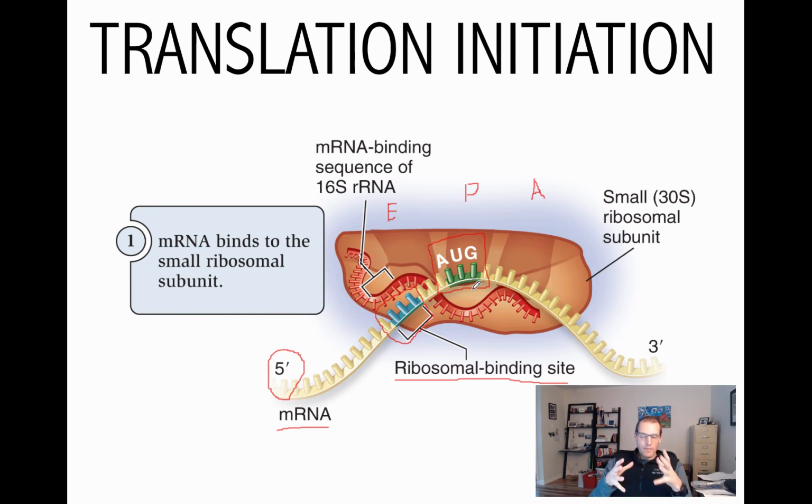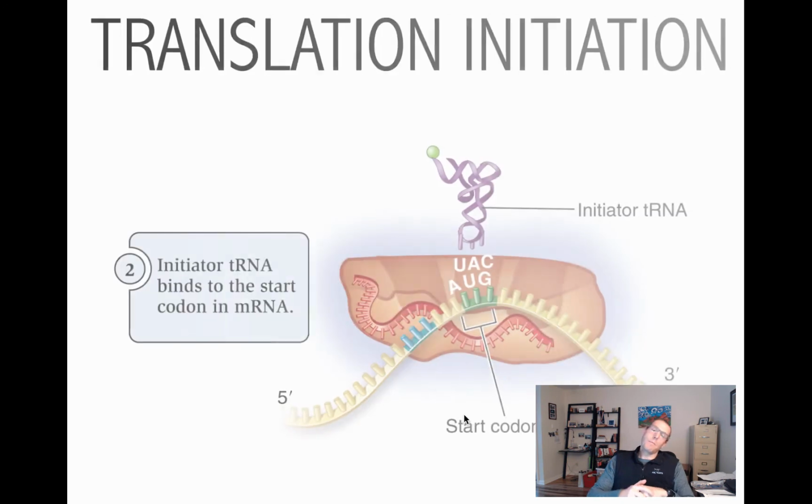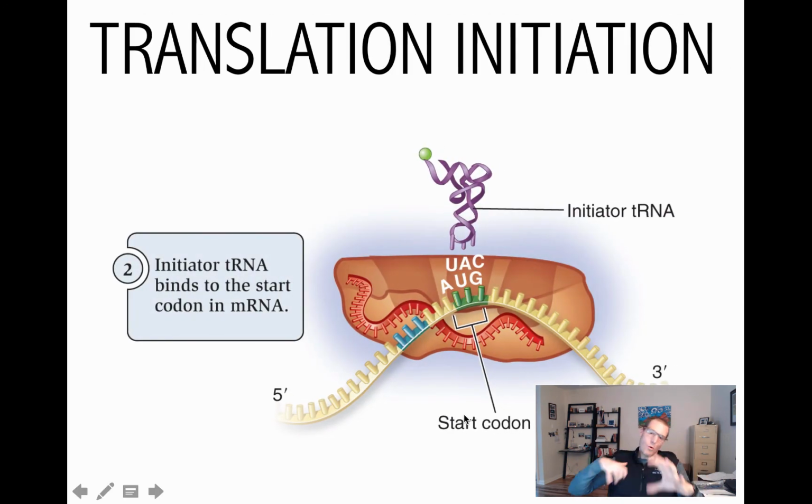So that's the first step, to scan along the mRNA. And when this ribosome binding site gets hit, the ribosome pauses, and that locates the AUG just long enough in the P site for the next thing to happen. So you've got to imagine in the cytoplasm, you've got all of these tRNAs kind of whizzing around. There's a lot of molecular motion.